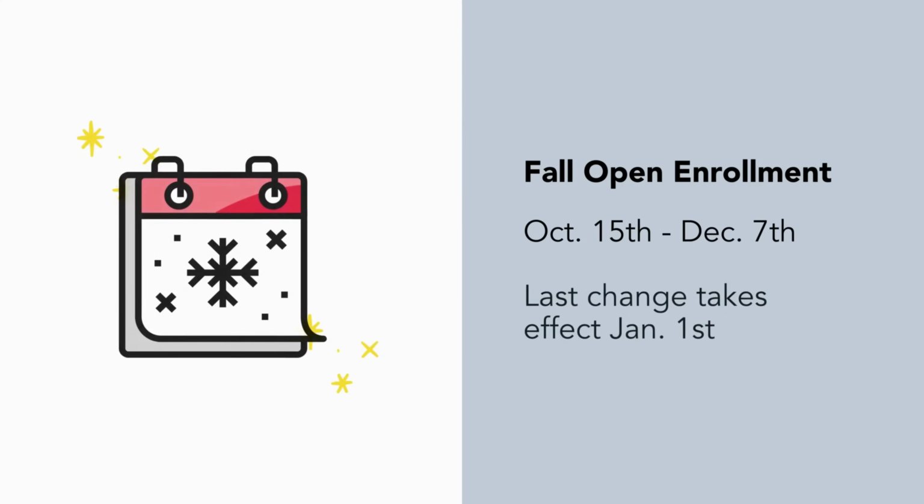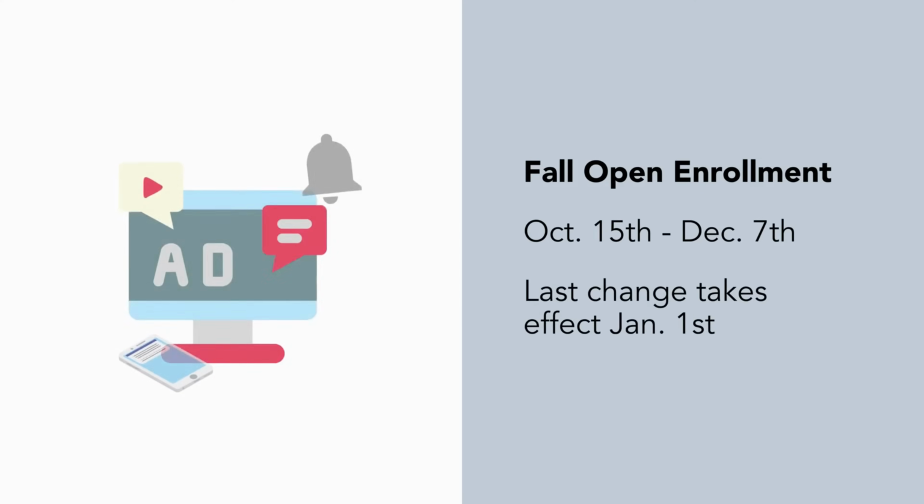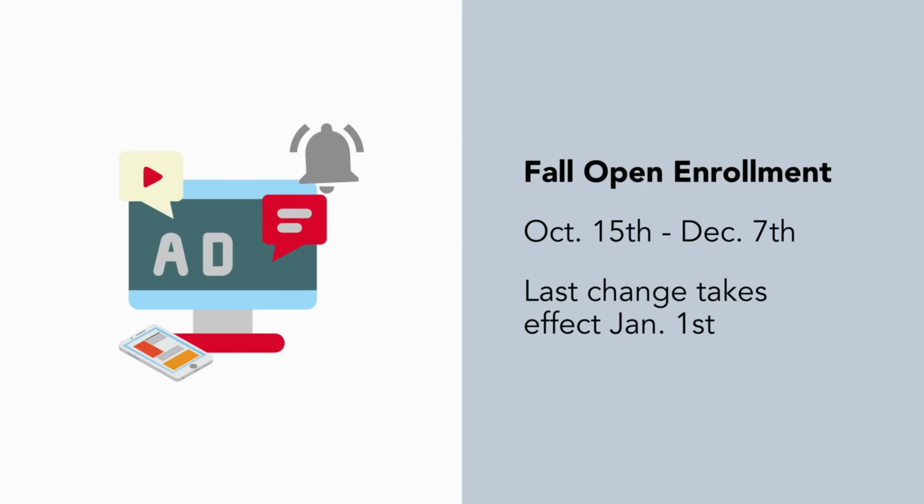Fall Open Enrollment happens every year from October 15th through December 7th. You can make as many changes as you want in that time, and the final change becomes effective on January 1st. There's often an uptick in advertising materials around this time, which may help with considering what options are available, but can also be overwhelming or confusing, so it's important to be cautious.